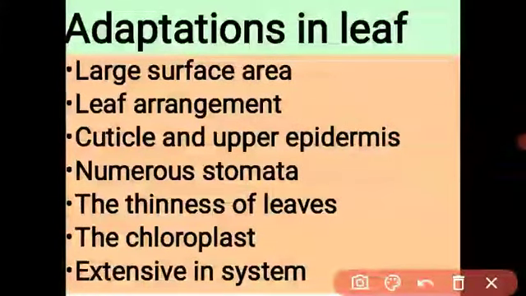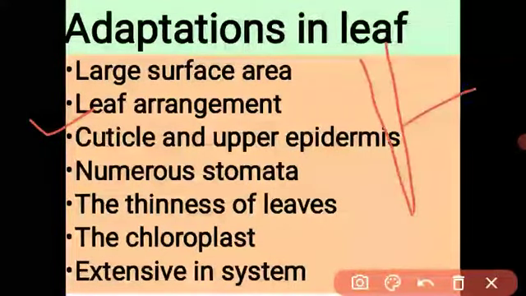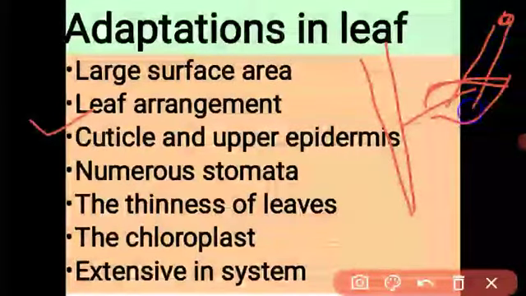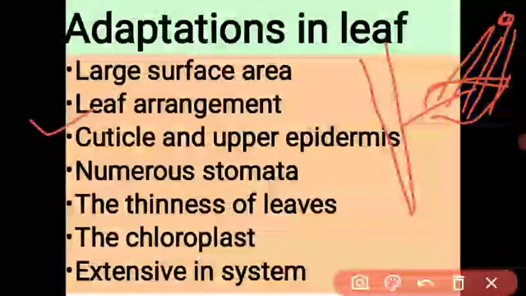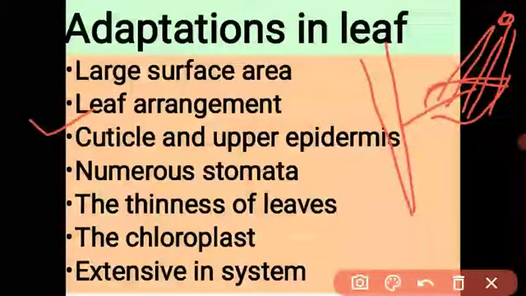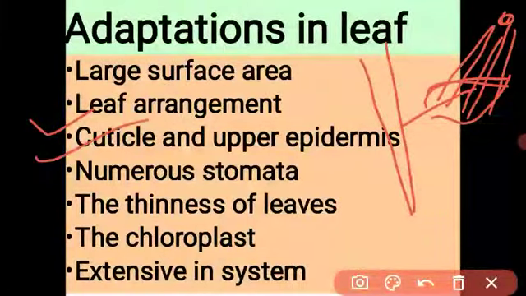Got it? Next is the leaf arrangement. You know this is the branch and the leaf is at a right angle. Why? Because the sunlight falls directly on the leaf. So the leaf arranged at a right angle to the light source obtains maximum light. Next is the cuticle and upper epidermis. You know that the cuticle is very transparent. It is a waterproof layer. It allows the light energy to freely enter into the leaf.